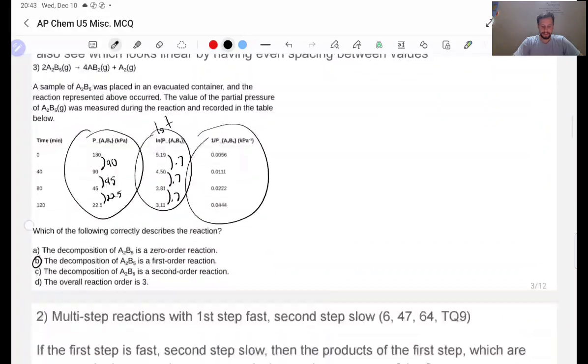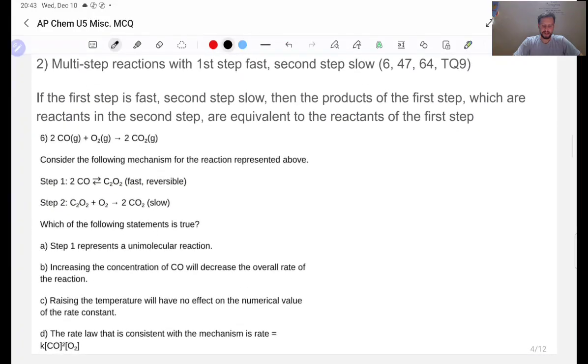Okay. Second, multi-step reactions, specifically when the first step is fast and the second step is slow, might trip you up. So here's some examples, 6, 47, 64, some examples. So here's my tip for you. If the first step is fast and the second step is slow, then the products of the first step, which are reactants in the second step, are equivalent to the reactants of the first step. Might sound like a mouthful.